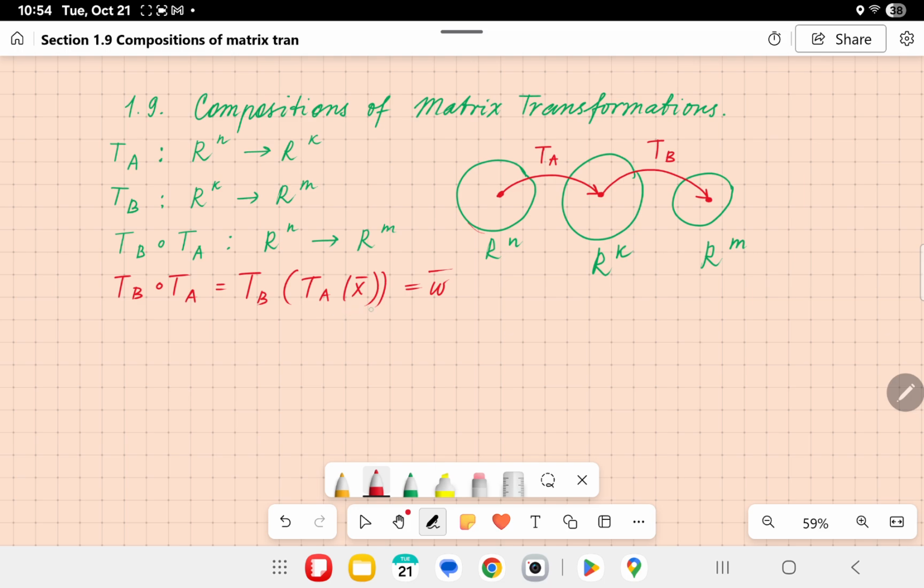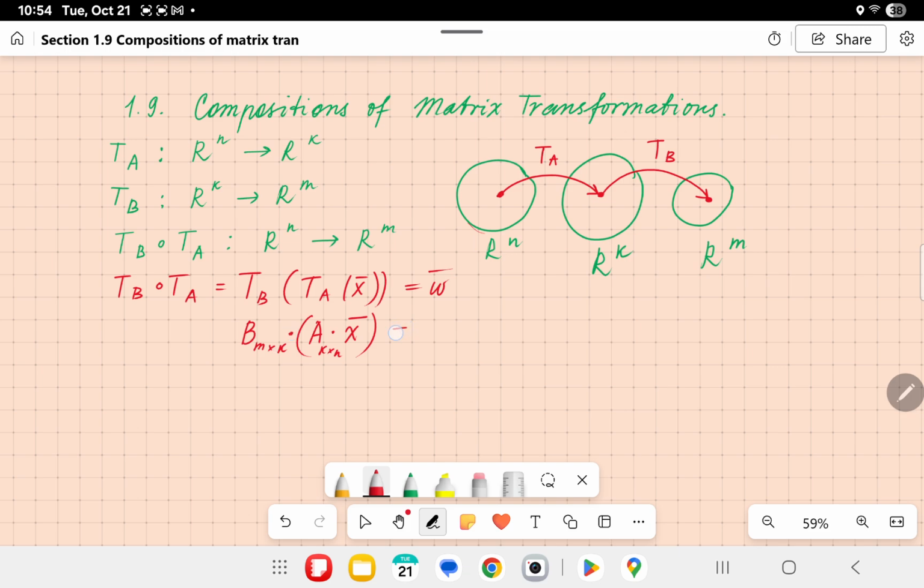Well, we do know that TA is actually what? That's just A multiplied by X. And the dimensions of this matrix are going to be K by N, right? And then if I apply one more transformation, which is also a matrix transformation, I'm going to multiply it by matrix B, right? And that matrix is going to have dimension M by K.